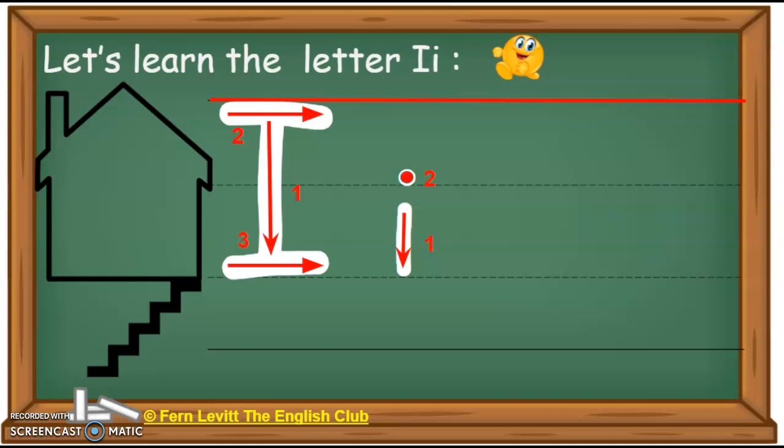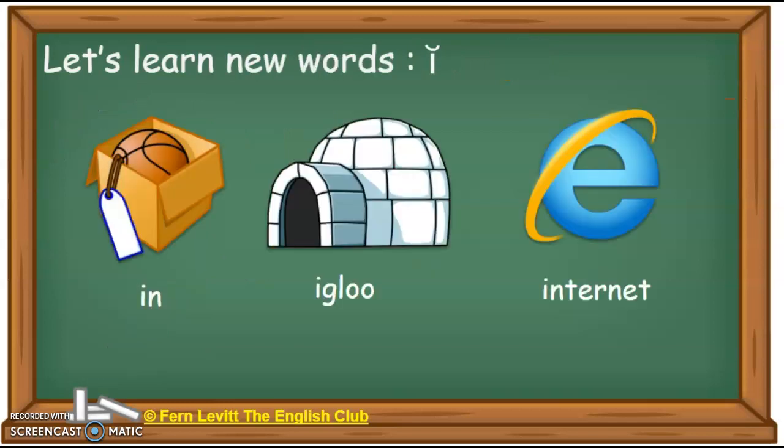Let's learn the letter I. Big I or capital I and small i. The letter I has two sounds. A short sound, /ɪ/, as in, the ball is in the box. /ɪ/ as in igloo, an igloo, and /ɪ/ as in internet.